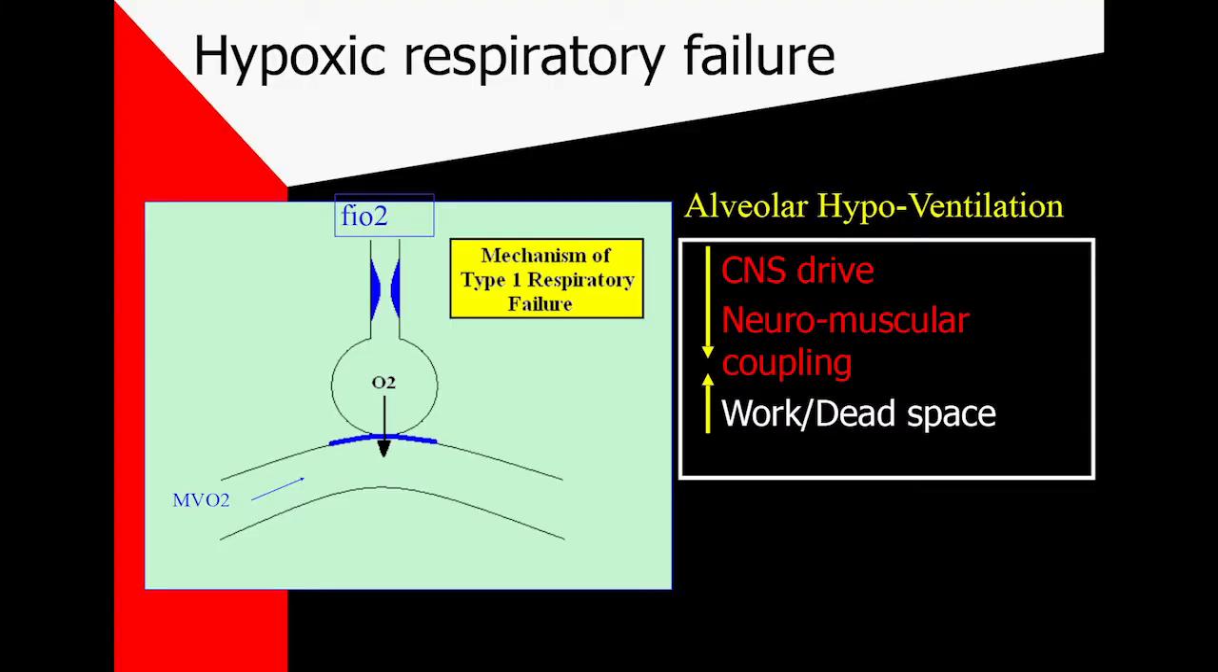Then the alveolar hypoventilation, where the whole system falls down, usually when CNS drive is reduced, neuromuscular coupling is reduced, and when there is increased dead space ventilation, that's your PE. So these are the main ones for alveolar hypoventilation.